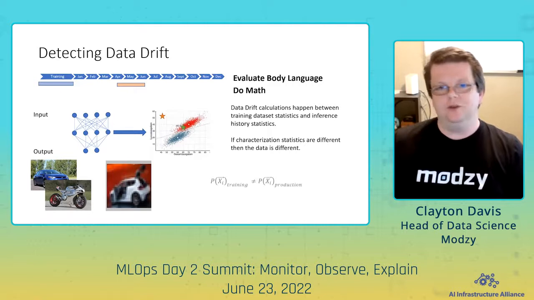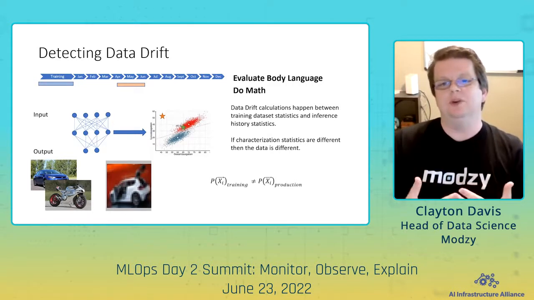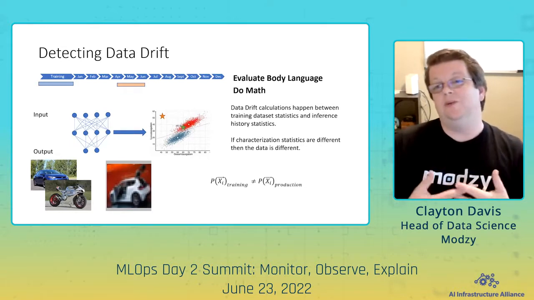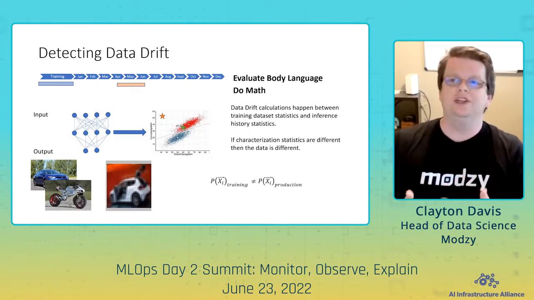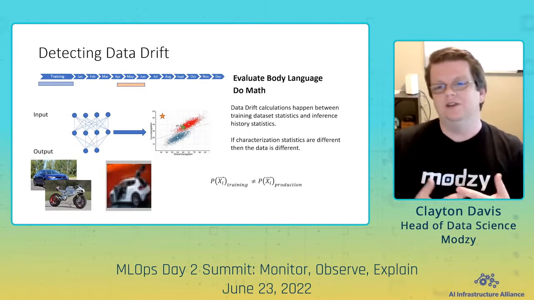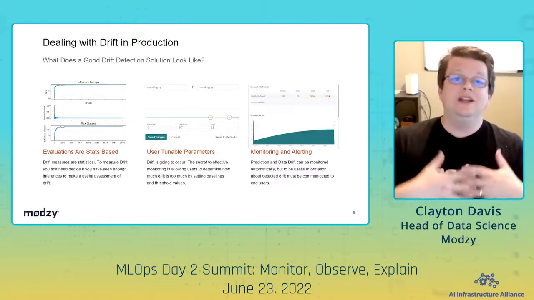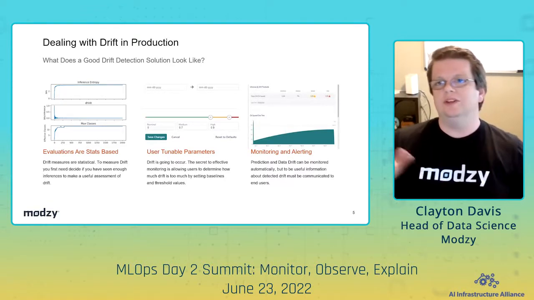Mathematically, what you're looking for are situations in which the probability of encountering a particular input is different in production than it was in training. And when I say different, I mean significantly different. Like there was a very low probability of encountering this data in training versus in production. And so that's the mechanism by which you would identify either prediction drift or data drift.